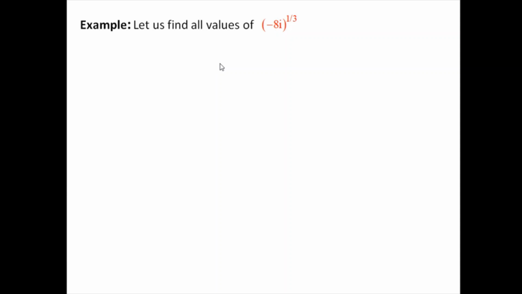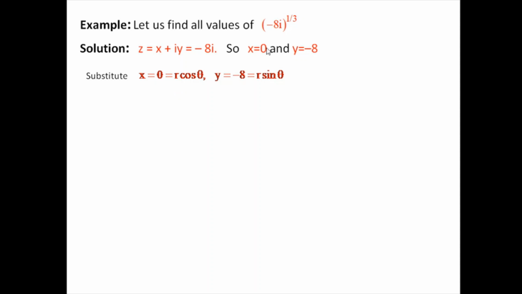Say we have to find the values of minus 8i raised to power 1 by 3. So three roots of minus 8i. Minus 8i is the complex number z. We know z is x plus iy, and x plus iy is given as minus 8i. So we can compare and see that x is 0 and y is minus 8. Convert this into polar form: x as r cos theta, y as r sin theta. So 0 is r cos theta, and minus 8 is r sin theta. Solve this to find r and theta. If we solve this, r is 8 and theta is minus pi by 2.